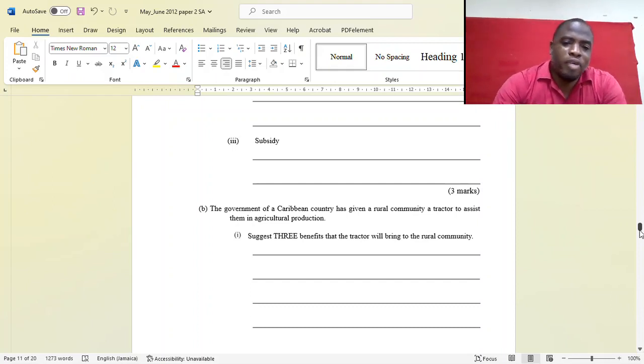The government of a Caribbean country has given a rural community a tractor to assist them in agricultural production. So there are three benefits of the tractor that the tractor will bring to the rural community. We can start right at the benefit that you're thinking about, but let's think about this.